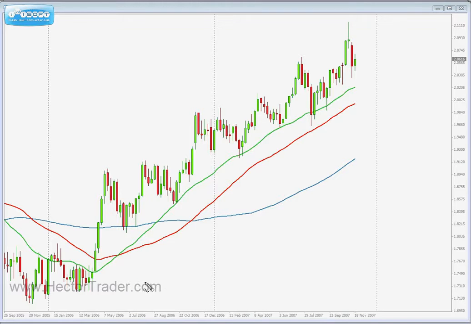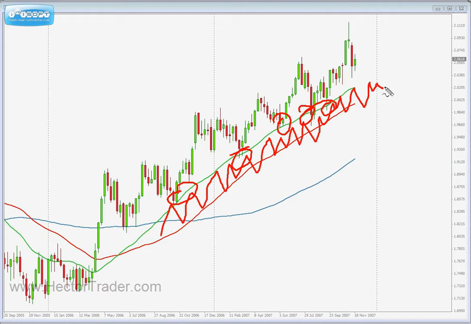By the way, this is the dynamic area of support. Since we're in an uptrend, it is called support; it would be called resistance if we were in a downtrend. Every time price pulls back to the dynamic area of support, the enormous amount of buy limit orders, in order to go long, are enough to hold price.